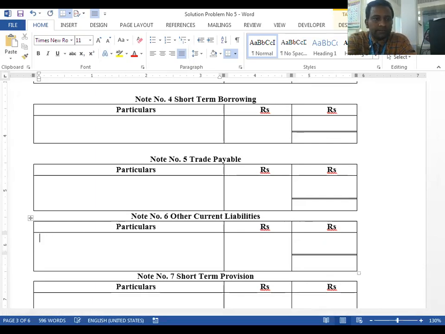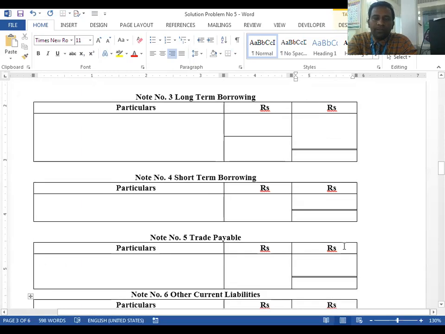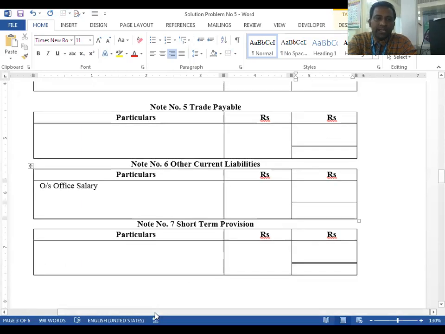Outstanding office salary. What is the amount of office salary? Outstanding office salary, I think, 1,200. Okay, 1,200 is the outstanding salary.